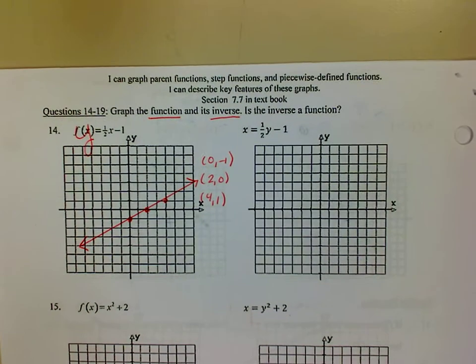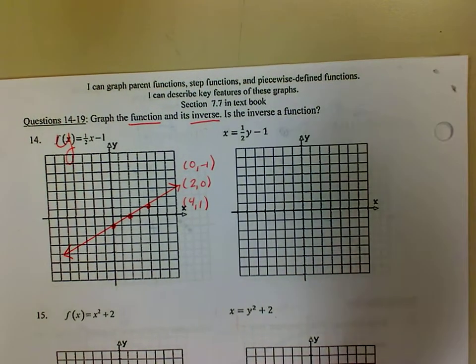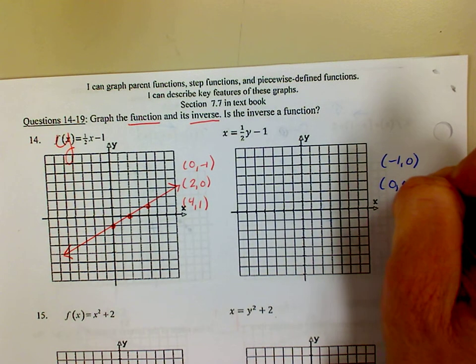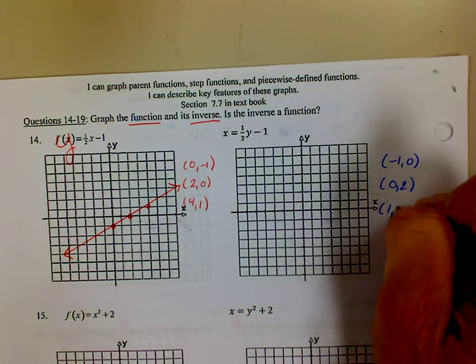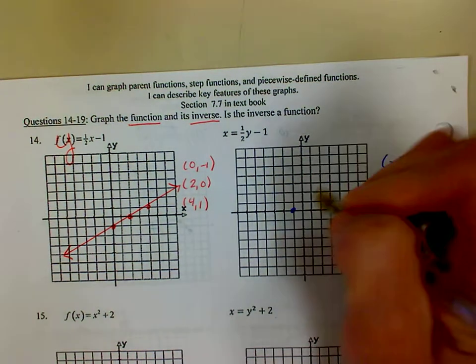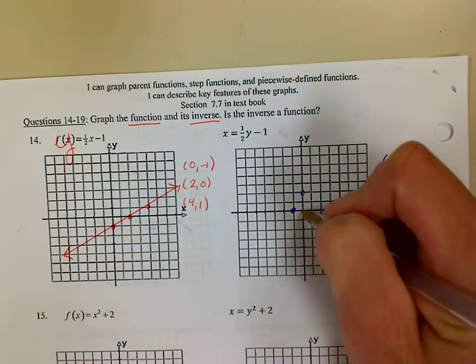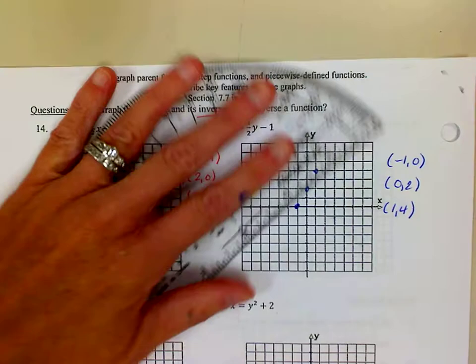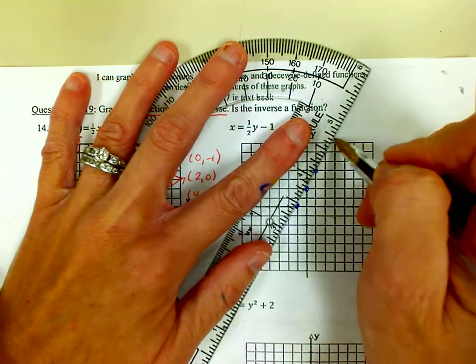I'm going to switch those literally around. So I'm going to get -1, 0, 0, 2, and 1, 4. So I'm going to plot those points. And connect. And now I have the inverse.